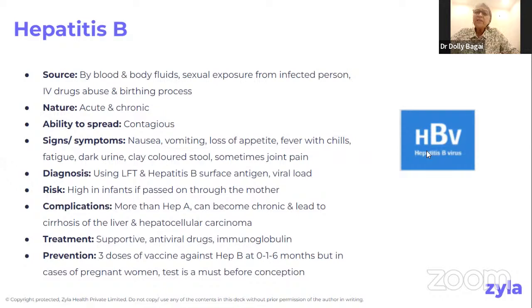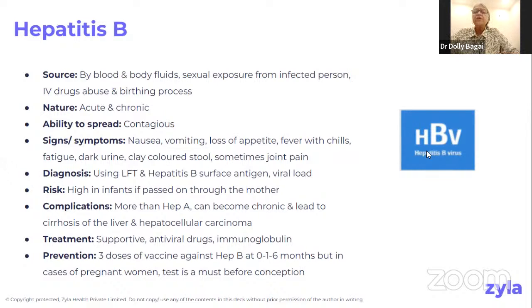And here lies the difference. It is not only acute, it is both acute and chronic. It may lie dormant in the body for years to come, and it may show up when there is a trigger or an abuse. How is it contagious?